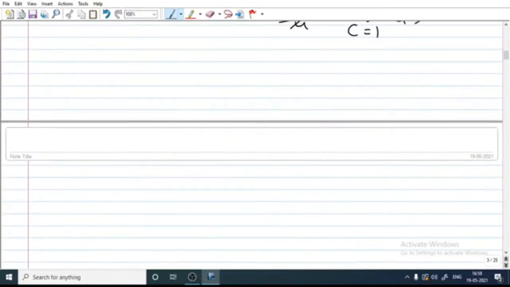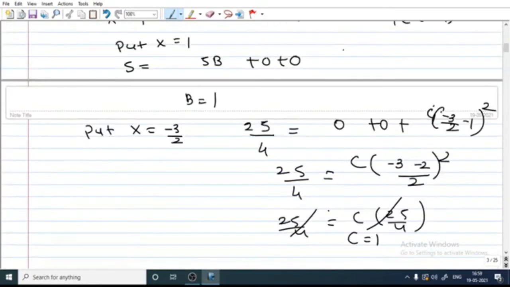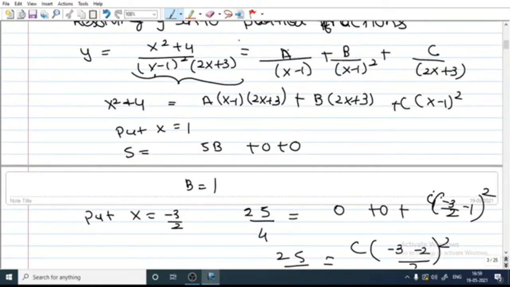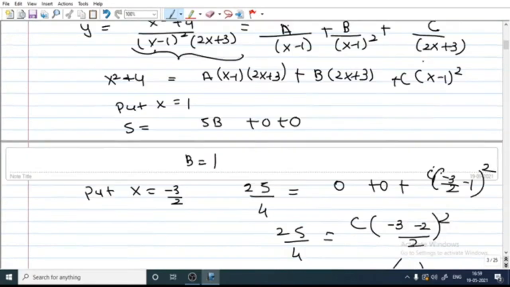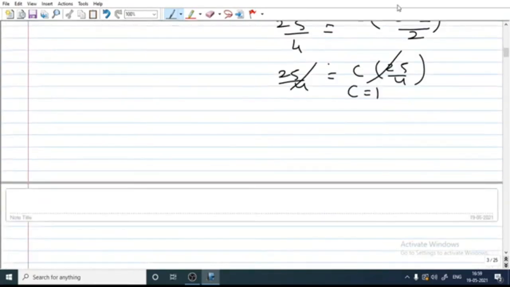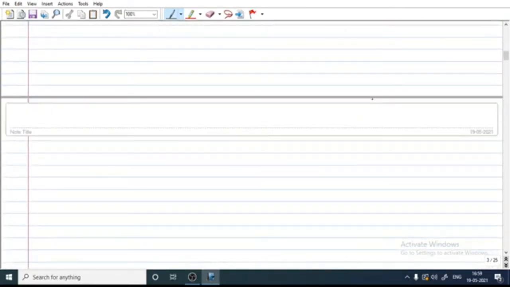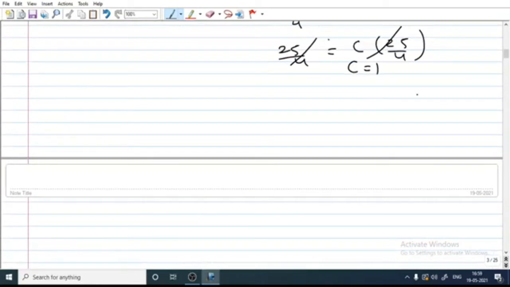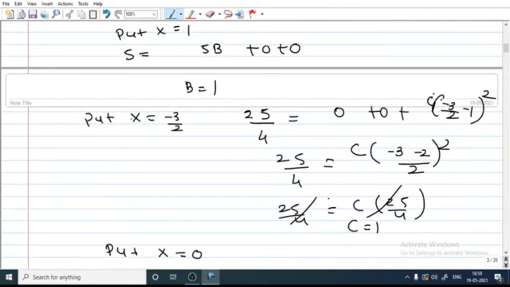Now many children get stuck after this because they think we can substitute only two values, that is x equals 1 and the other value, minus 3 by 2. But the last thing you have to do is put x equals 0 and substitute the C and B values which you already have. So put x equals 0, and the moment you do, some terms will become 0.